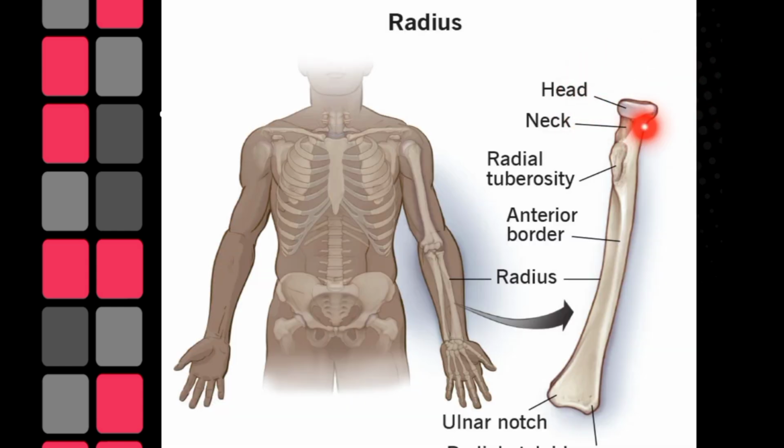this is the head of radius, neck, radial tuberosity, anterior border, ulnar notch and radial styloid process.